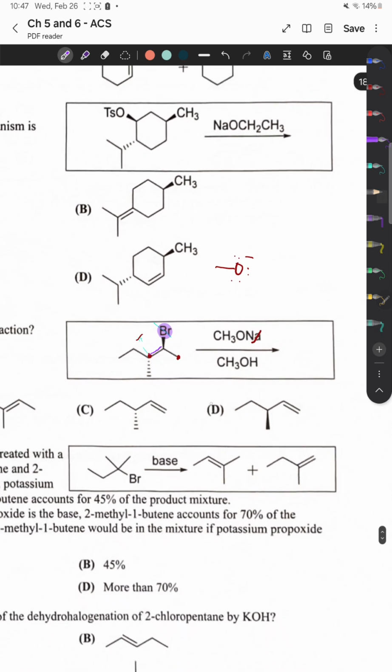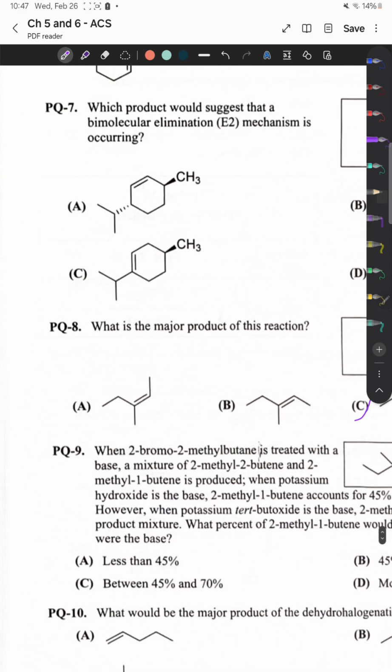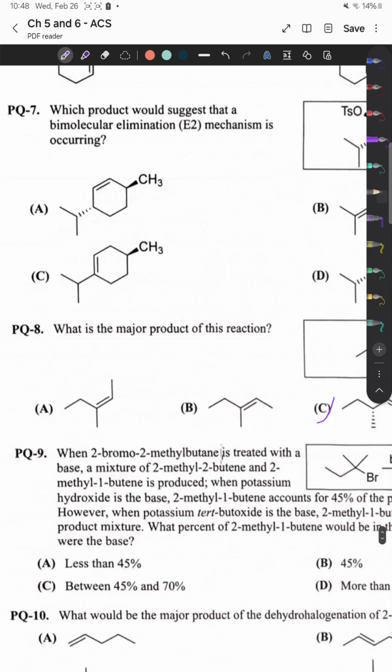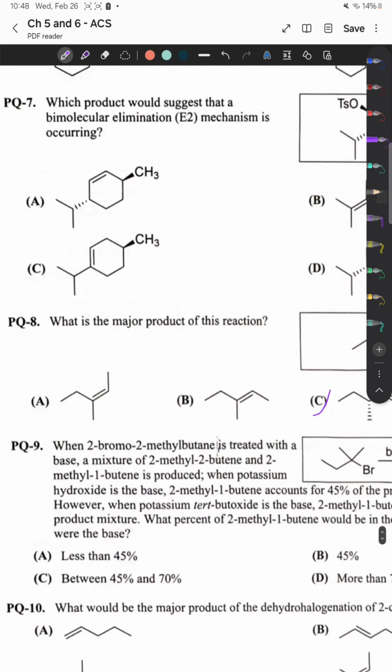Looking here, we can see that D and C aren't the answers because they don't have that. But now let's look at A and B. They both have an alkene in between the alpha and the beta carbon. And if you read it, they're both the same product, but they're drawn differently.